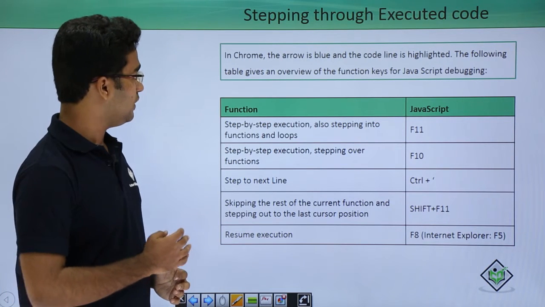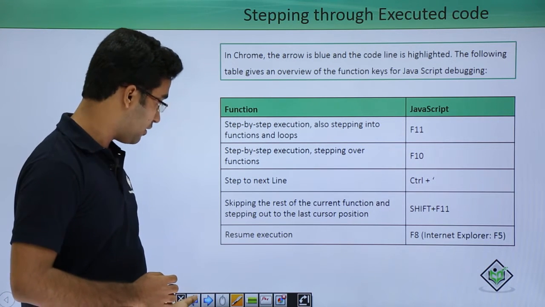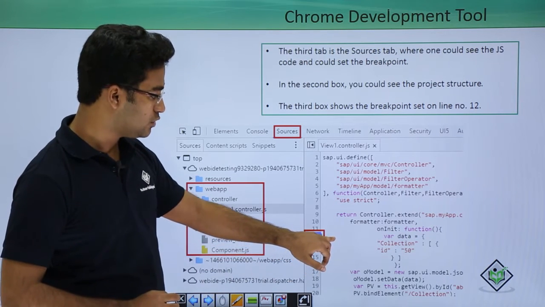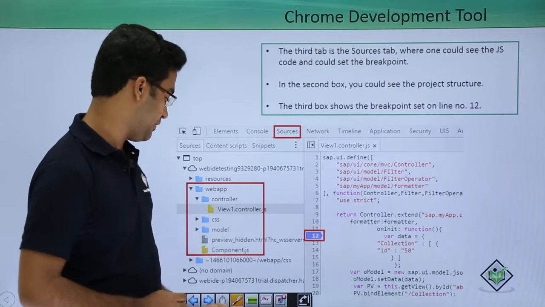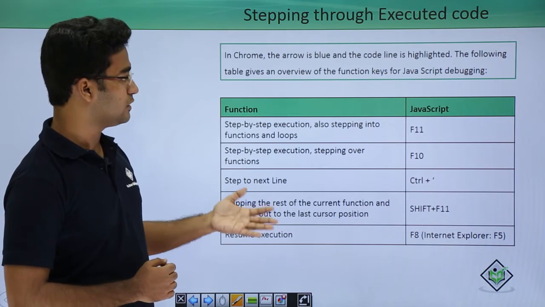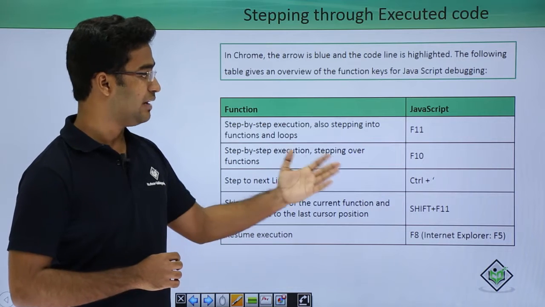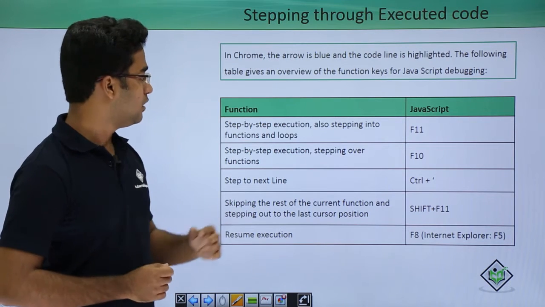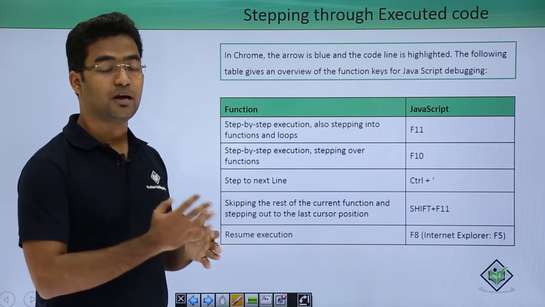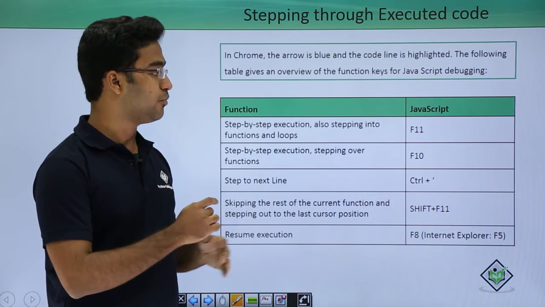In Chrome the arrow is blue and the code line is highlighted, like here we have done. This arrow is blue and this code line is also highlighted. If we choose a particular line, it will be highlighted. This table gives an overview of the function keys for JavaScript debugging. If you press F11 after you have applied the debugger, then step by step execution also steps into functions and loops.